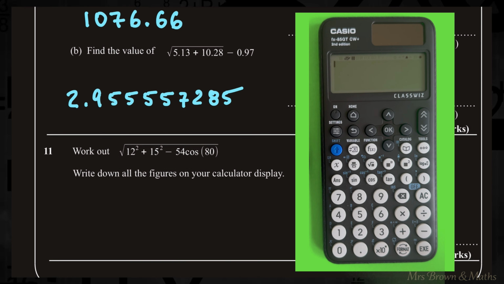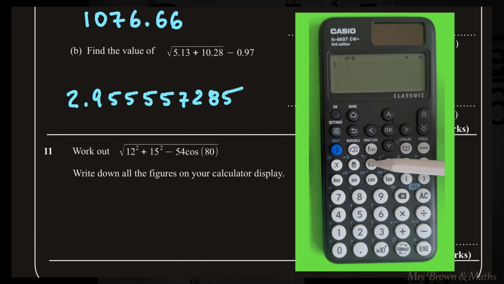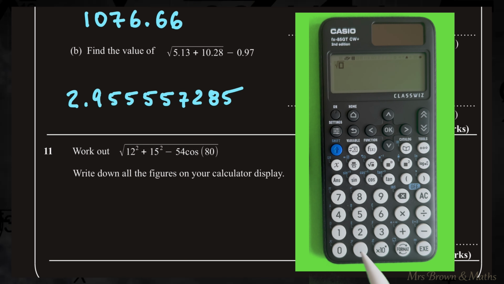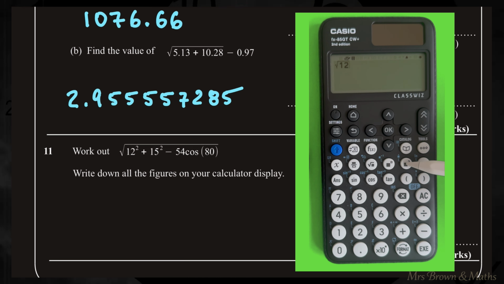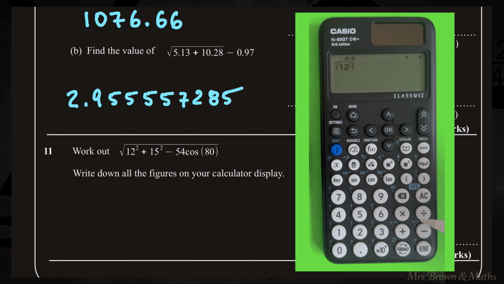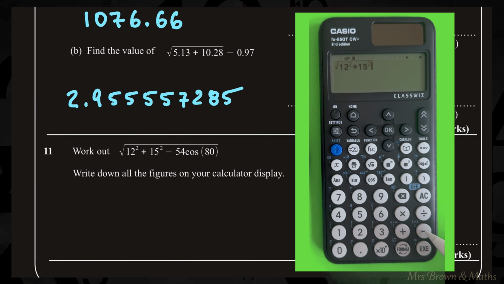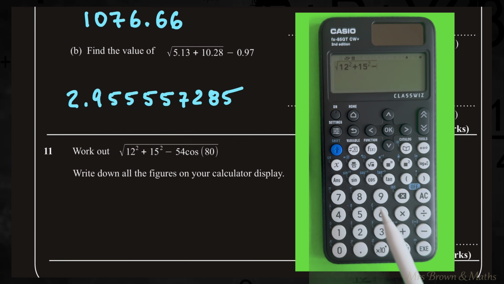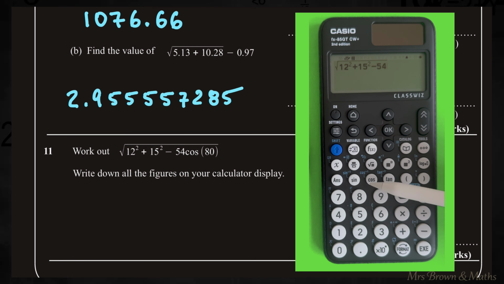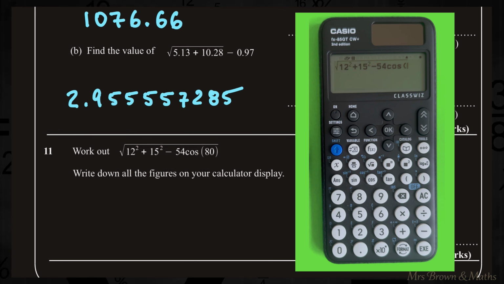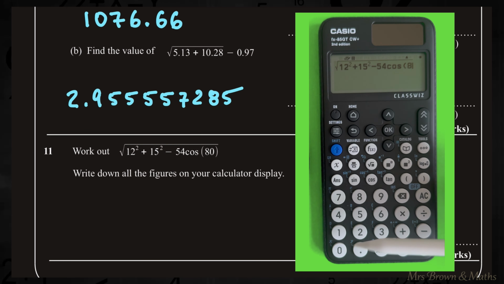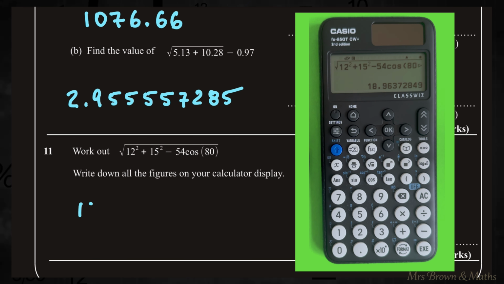Question 11. Square root 12 squared, button squared, plus 15 squared, take away 54 cosine, you already have one bracket, 80 bracket, answer 18.96372849.